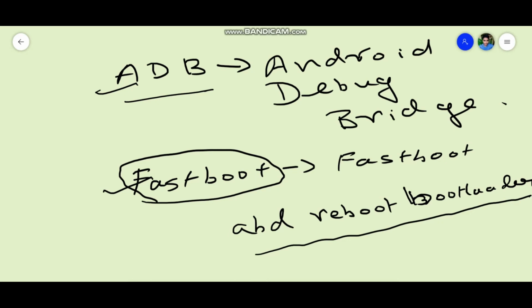Now, why is this important? This step is important if you want to unlock your bootloader. If your bootloader is unlockable, that is, your manufacturer gave you an option to unlock it, then you can simply do adb reboot bootloader, and once in the fastboot screen or the bootloader screen, you can execute fastboot flashing unlock.